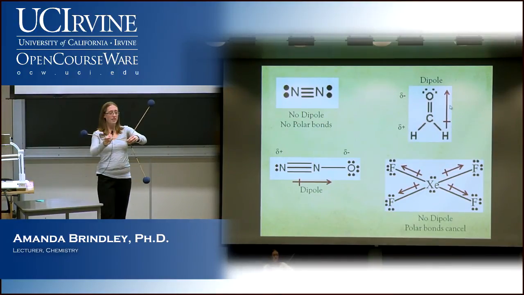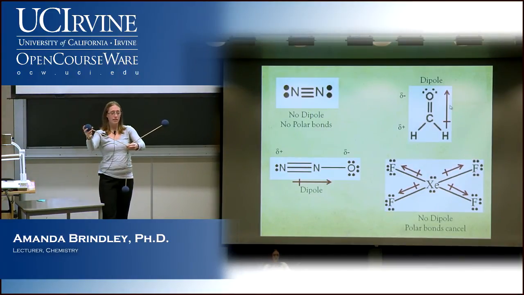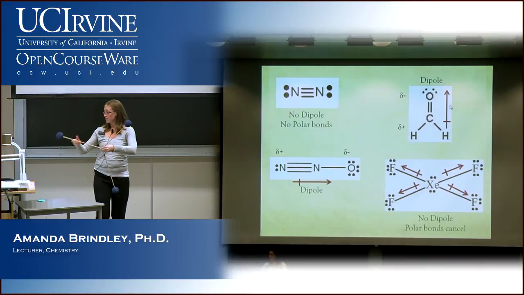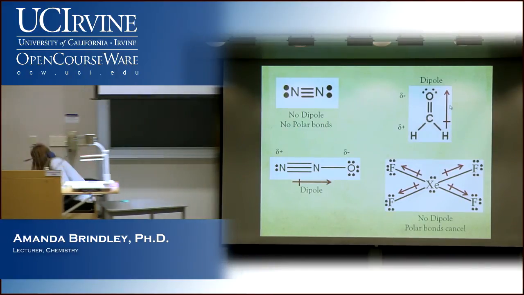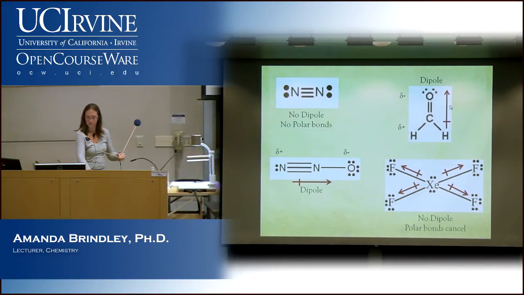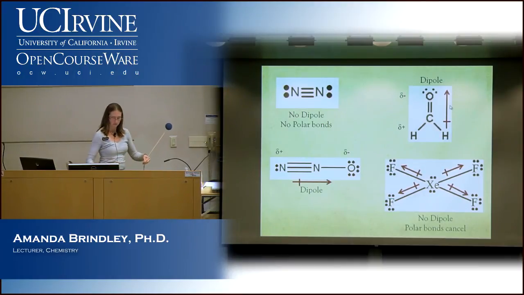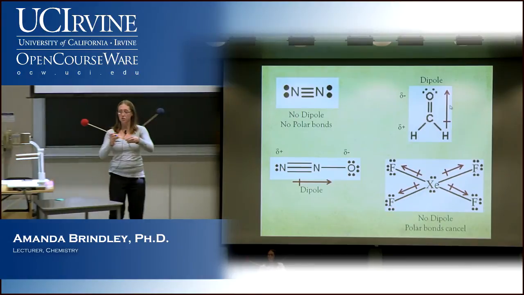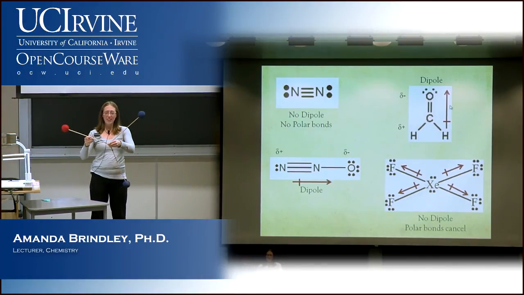So if each of these bonds were polar, and they were all polar equally, right? They were all the same atom, would this have a dipole? No, they would all cancel. Now let's say we had two things that were kind of polar, and one thing that was super polar. Then would it have a dipole?